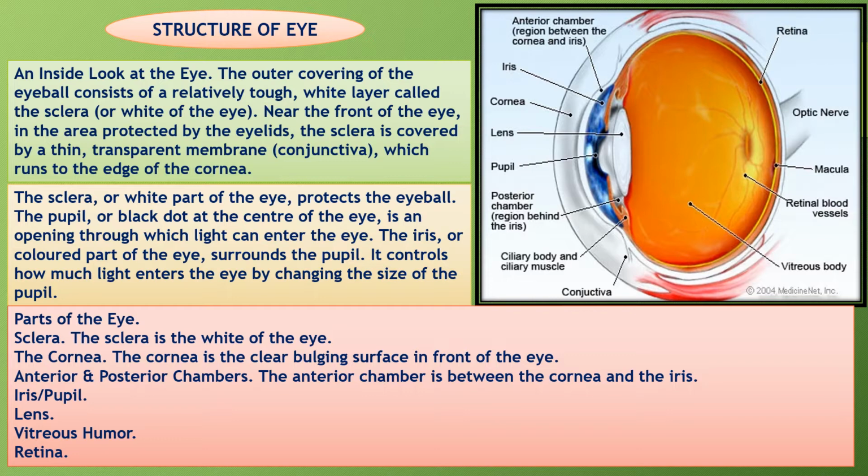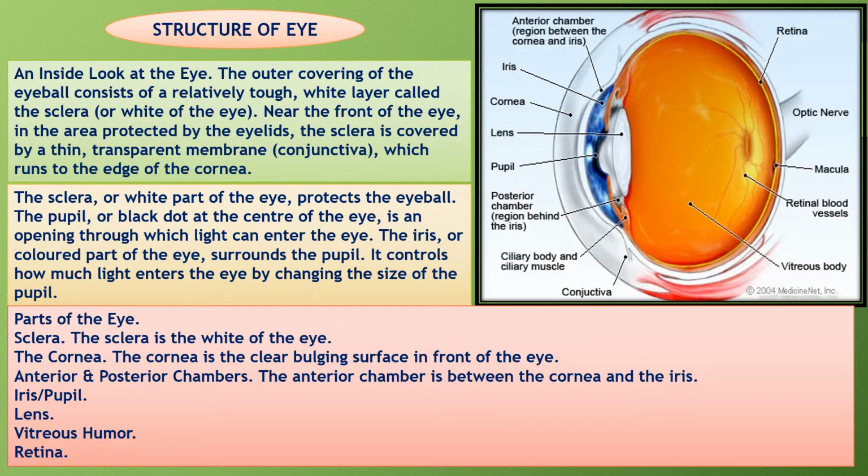Now, there is a brief discussion about parts of the eye. Sclera: the sclera is the white of the eye. The cornea is the clear bulging surface in front of the eye. Anterior and posterior chambers: the anterior chamber is between the cornea and the iris. Iris or pupil is another part of the eye. Apart from this, lens, vitreous humor and retina are the other parts of the eye.